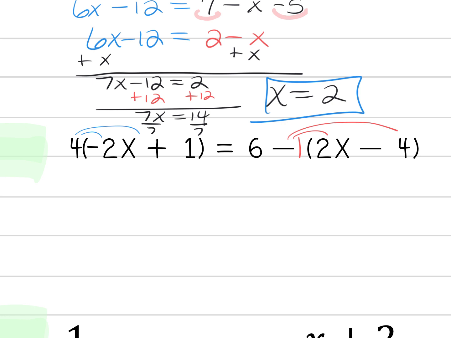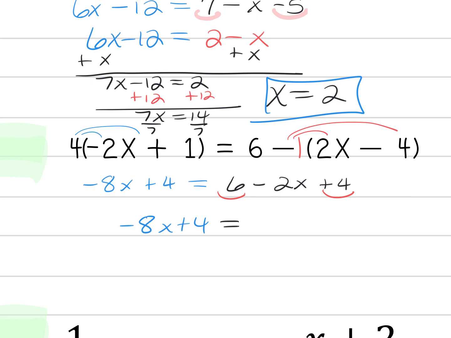So 4 times negative 2x gives me negative 8x. 4 times 1 gives me 4. Drop down the 6. Distribute that subtraction sign, or think of it as multiplying by a negative 1. And then you get negative 2x plus 4. Again, we're going to combine our like terms first, and then we'll begin our inverse process. So negative 8x plus 4 stays. And then combine your like terms. 6 plus 4 is 10. And then minus the 2x.